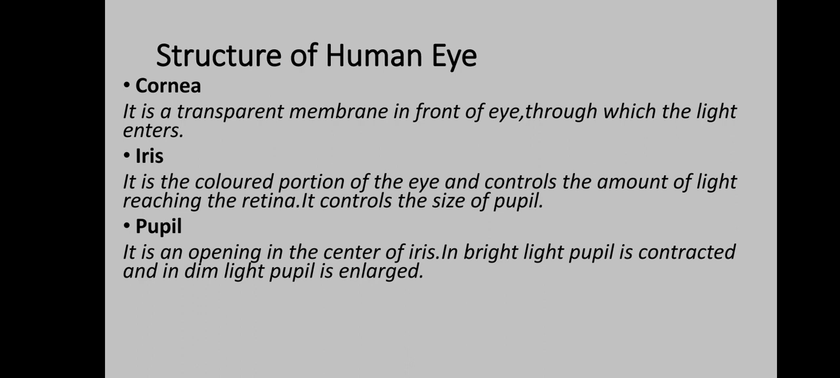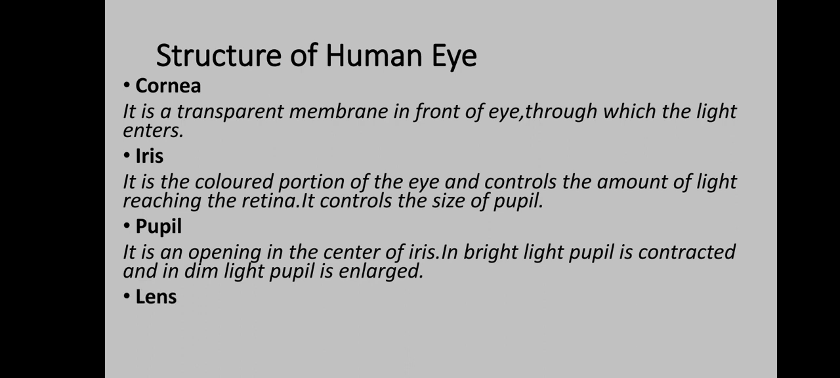I think you have also observed it in your daily life. Whenever you are in sharp or bright light, you have to close or shut your eyes so that your pupil is contracted, and in dim light you have to see the objects by opening your eyes wide, so your pupil will be enlarged in that case.